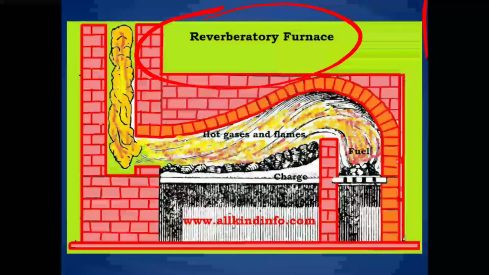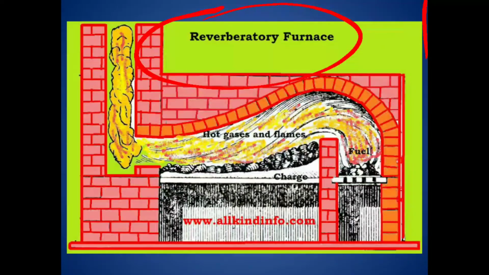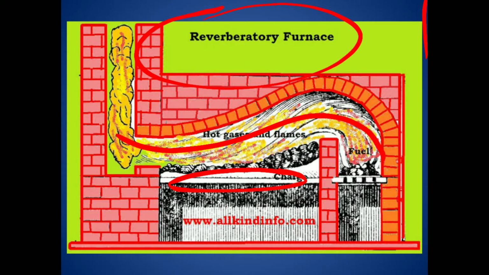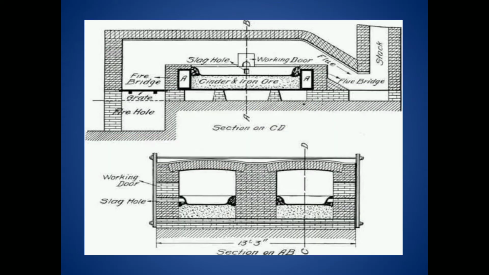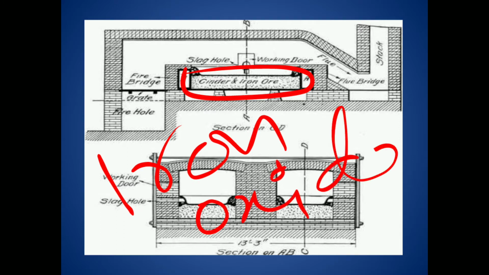In this furnace the charge is not in actual contact with the fire. That means the charge is placed here, and the fire will go like this, so there is no direct contact between the charge and the fire. And the hearth is lined with iron oxide.